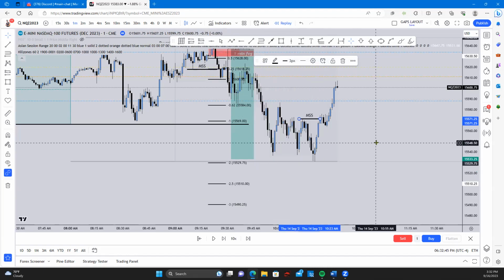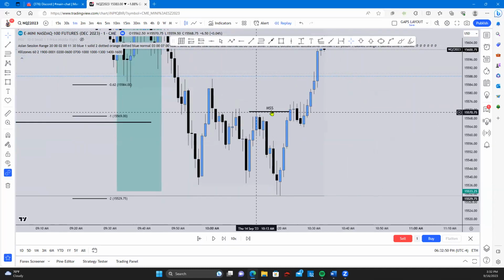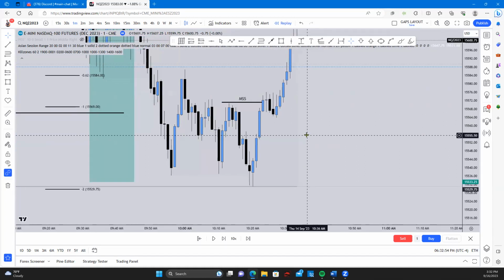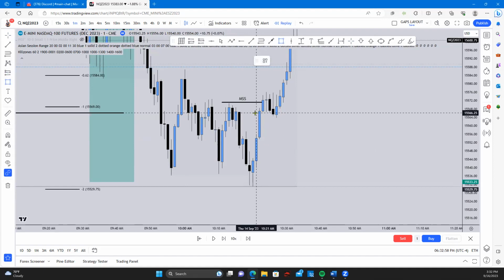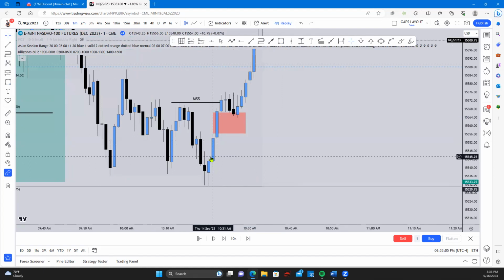Right? Why is this a market structure shift? Because not only did we break this high, but we close with the candle body above. Okay, that's key, right? We get displacement. We leave a fair value gap here. Now, why didn't it come down to this fair value gap?